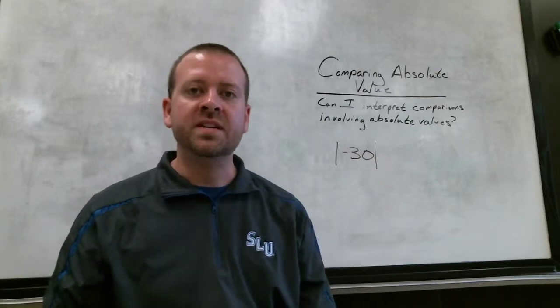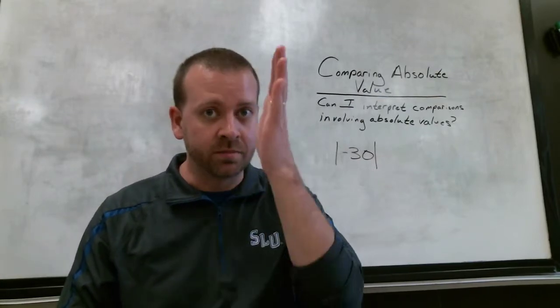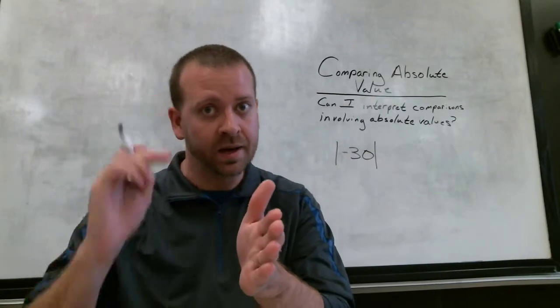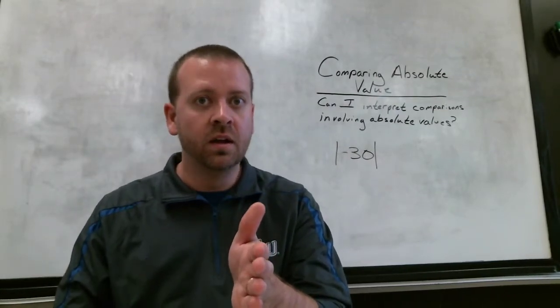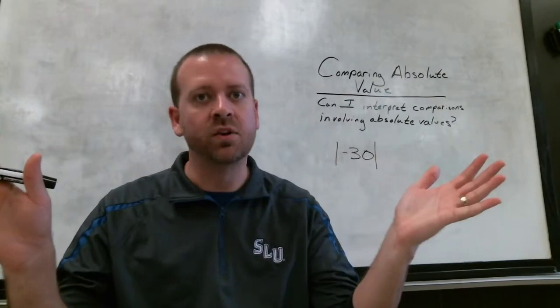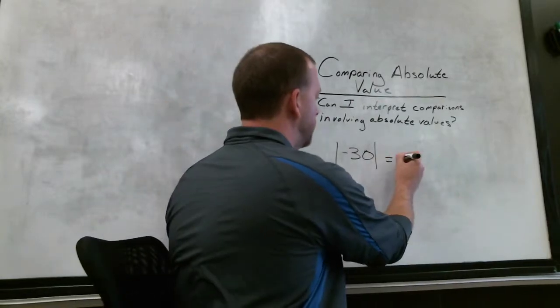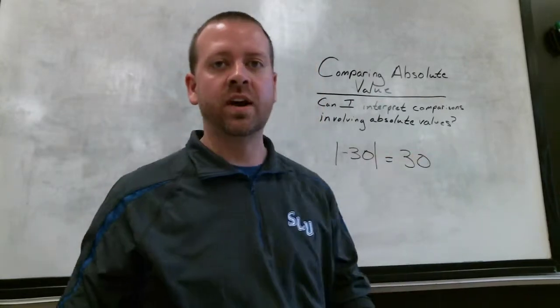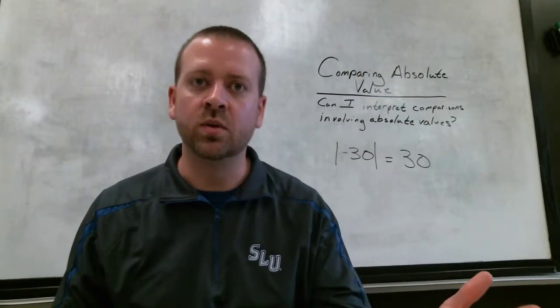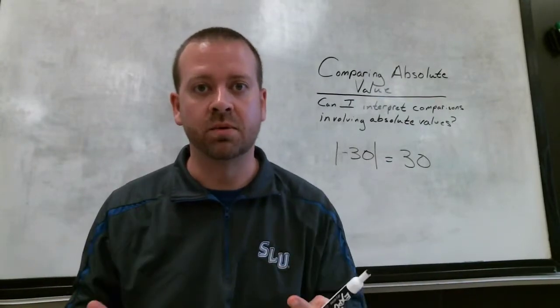The absolute value of negative 30. Well, how many jumps do we take from 0 on the imaginary number line in our head to get to negative 30? Well, we know it's negative, so we're going left, but that doesn't matter because the answer is never going to be negative. So we know that that's 30 jumps. So that is our answer, 30. Absolute value of negative 30 is 30. Very, very simple.